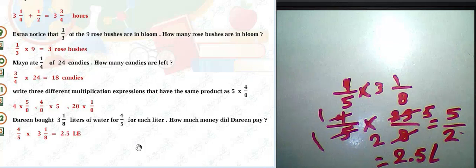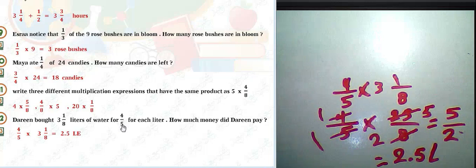Understood? Darren bought 3 and 1 over 8 liters of water for 4 over 5 lira for each liter. How much money did Darren pay? It's the money she will pay for each liter. Each liter she will pay 4 over 5 of what? Of lira. We can write here lira, okay?